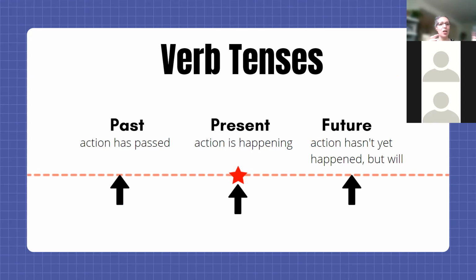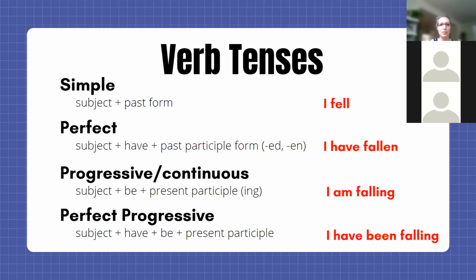And we have, generally speaking, 3 time frames. We have the past, the present, and the future. And in the English language, we have 4 tenses that fit within those time frames. Simple, perfect, that's formed with the auxiliary verb have and the past participle, ed or en, but other ones as well.